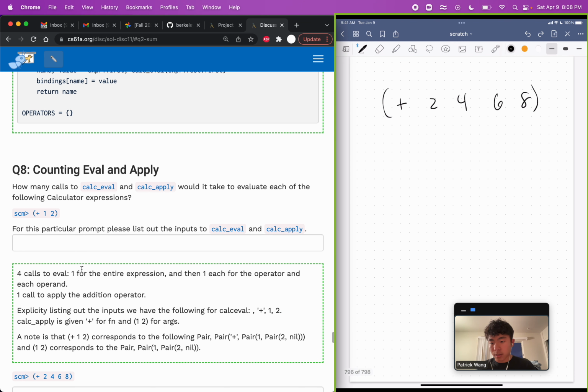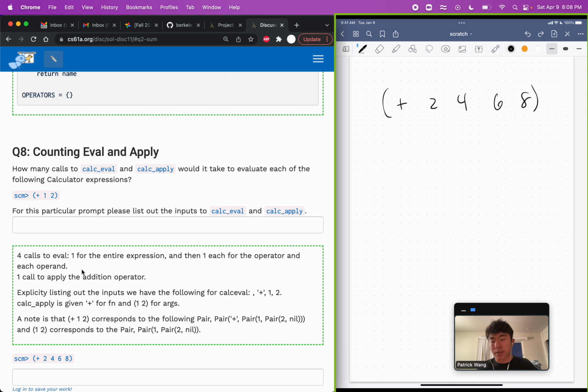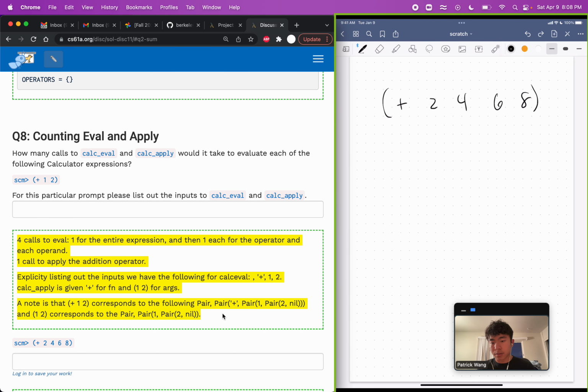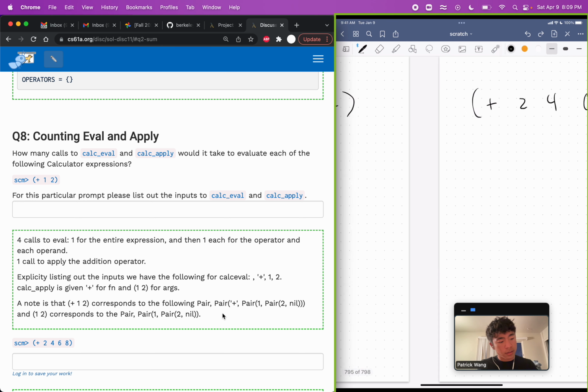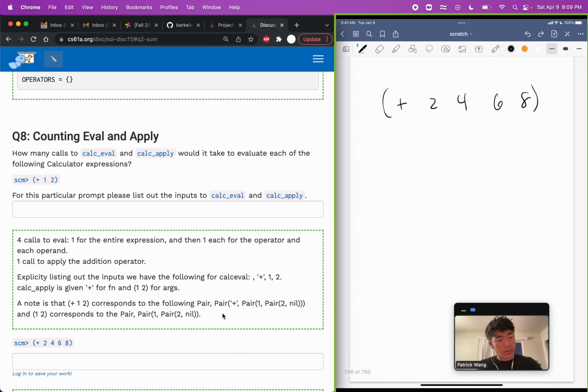If you want a little more of an explanation, you can read this solution right here. Next up is this entire thing, which is a pretty similar fashion to the previous one, so I won't go into too much. We first have a call to calc eval on the entire expression. Then we evaluate the operator, and we see that plus is not a special form, so we can go about evaluating each of the operands as usual.